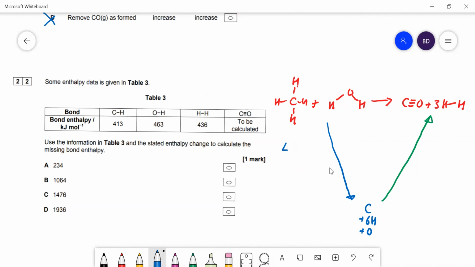Blue arrow, breaking 4 times 413 for the carbon hydrogen bonds. And we are breaking 2 of these, so that's 2 times 463. And that gives us a value of 2578 plus. On the green arrow, we're forming 3 lots of this, so 3 times 463, and that's negative.